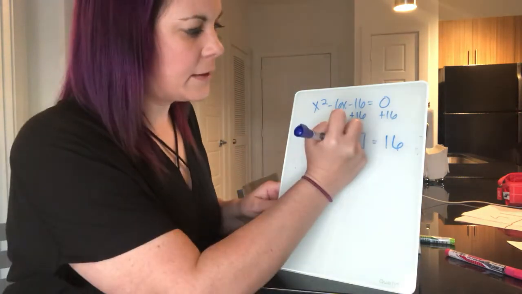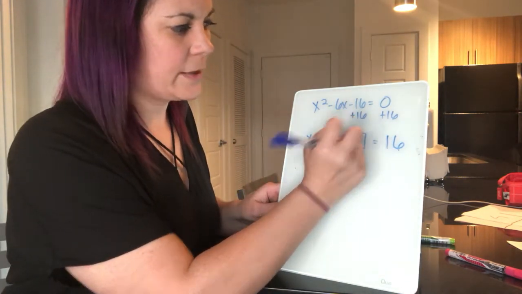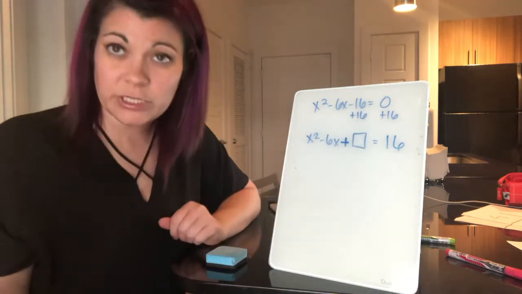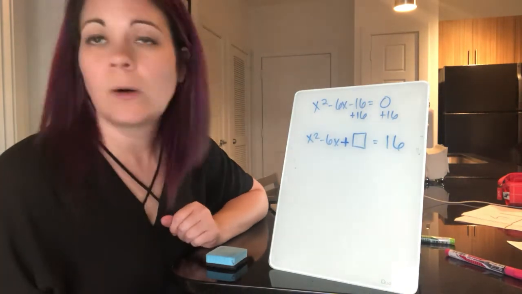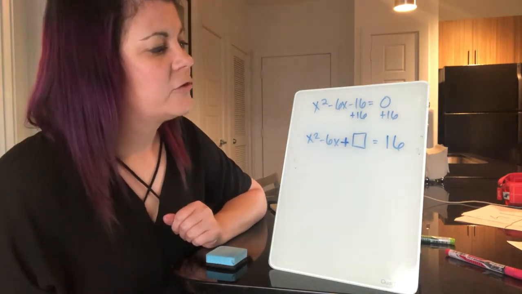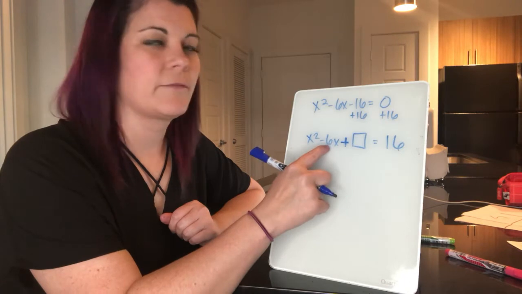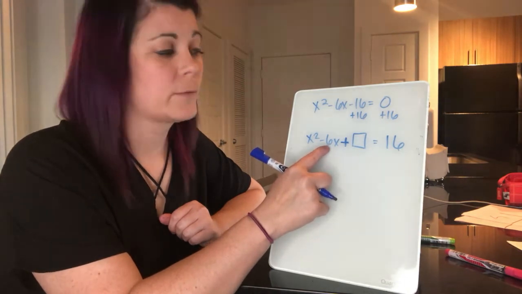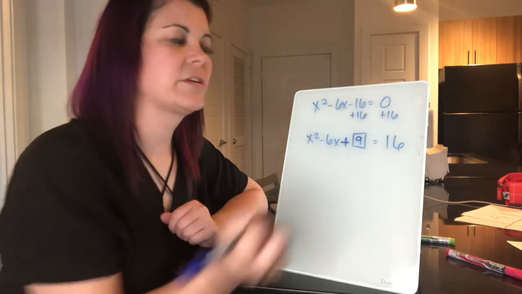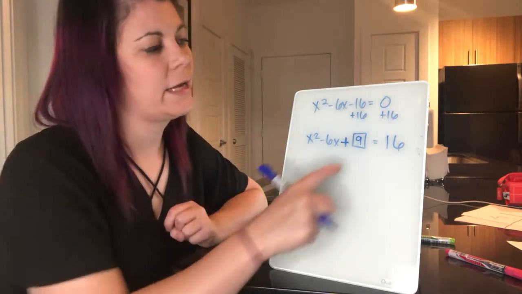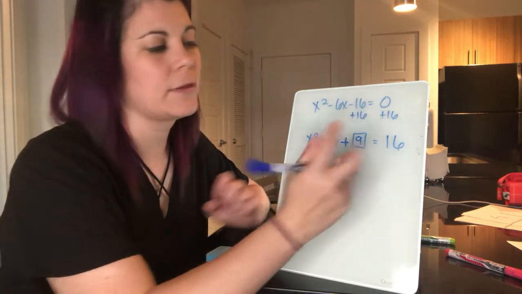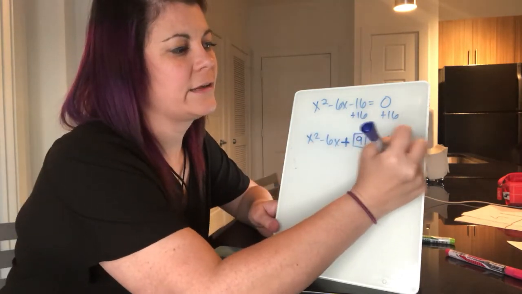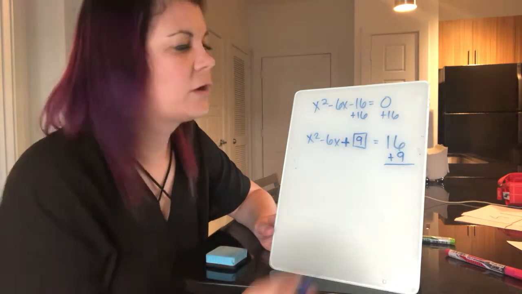And again, I'm going to ask, what's my magic number here? It's always going to be addition. We're always adding the magic number. So take the middle term, 6 divided by 2 is 3, 3 squared is 9, so my magic number is 9. Here's where it gets a little tricky. Since I added 9 to this left side, I have to add 9 to this right side too. Do not forget that step.